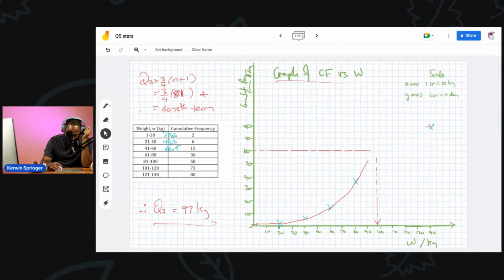So it was 100.5, 58. 100.5, 58 drawing it. 100.5, 58 is about here, so 120.5, 73.